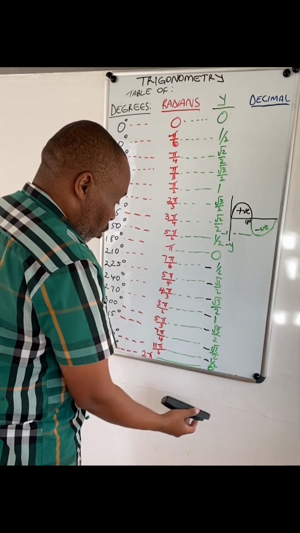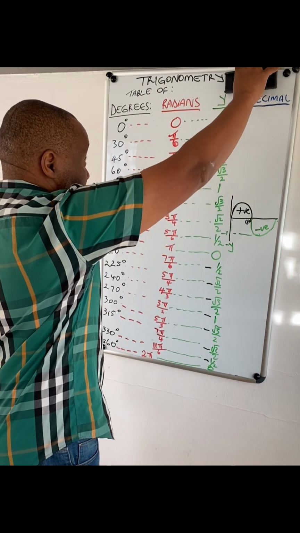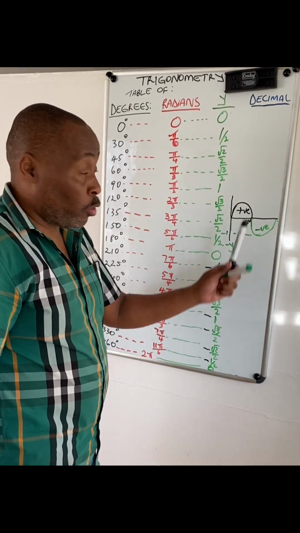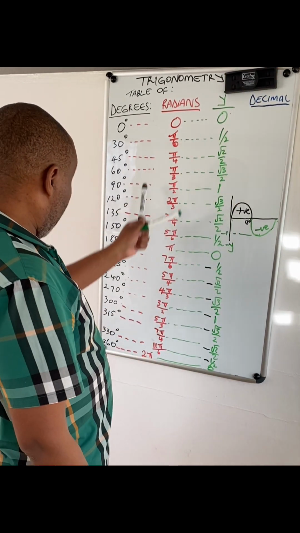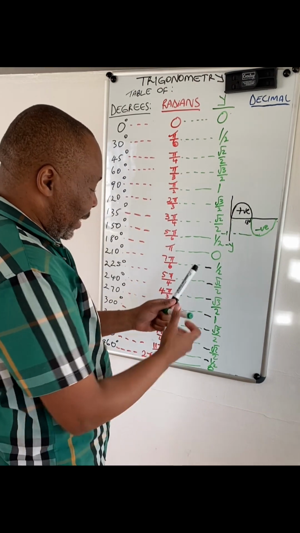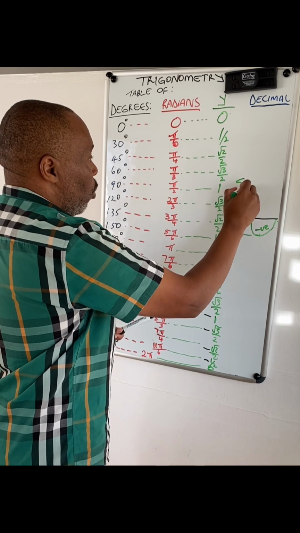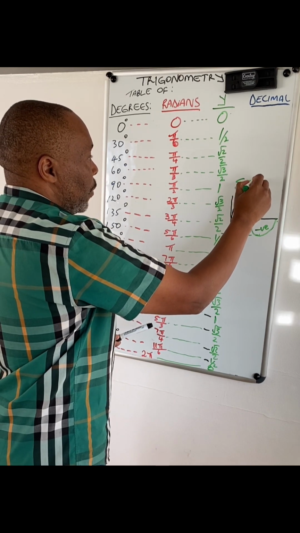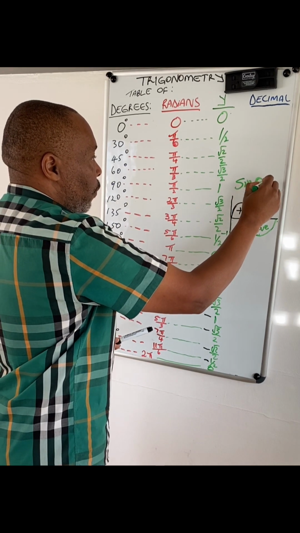I'm showing you what the graph will do, though we haven't done graphs yet, but I'm just trying to give you a clear picture using this table. We're dealing with the sine graph. This would be what we call a sine graph, sine theta graph.